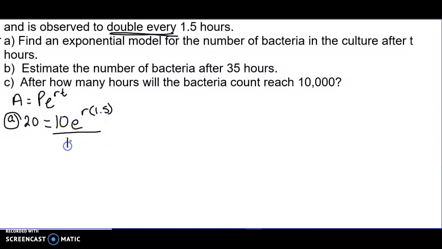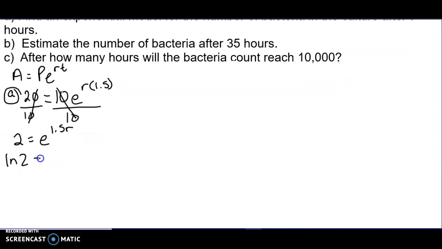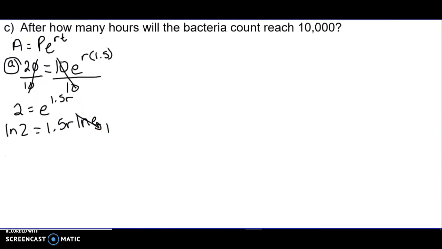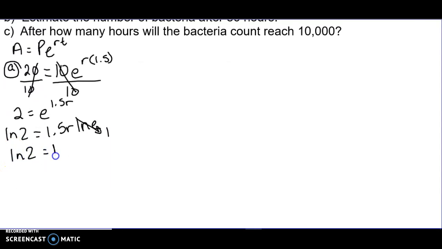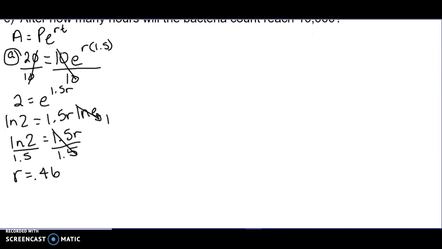So here I can go ahead and do some math. Divide by 10. Those cancel and you get 2 on the left side equals e to the 1.5 R. Take the ln of both sides. Bring down that 1.5 R. Remember, ln of e becomes 1. So you have ln 2 equals 1.5 times R. Divide both sides by 1.5. That tells me that R, if you plug it in your calculator, gives you 0.46. That's not my final answer, but that will allow me to set up my exponential model.